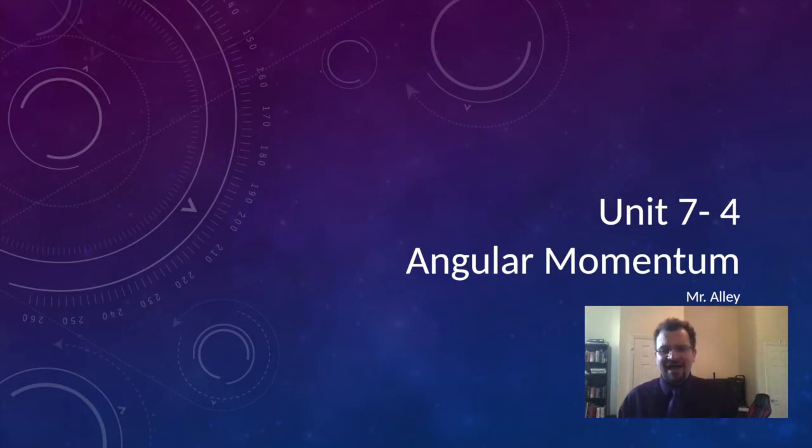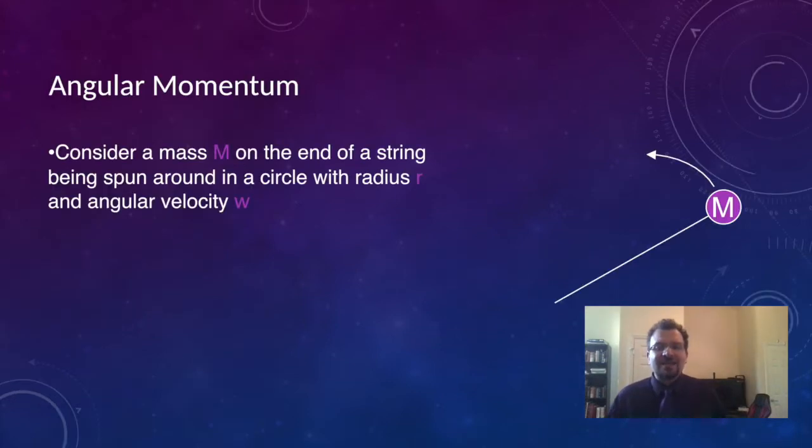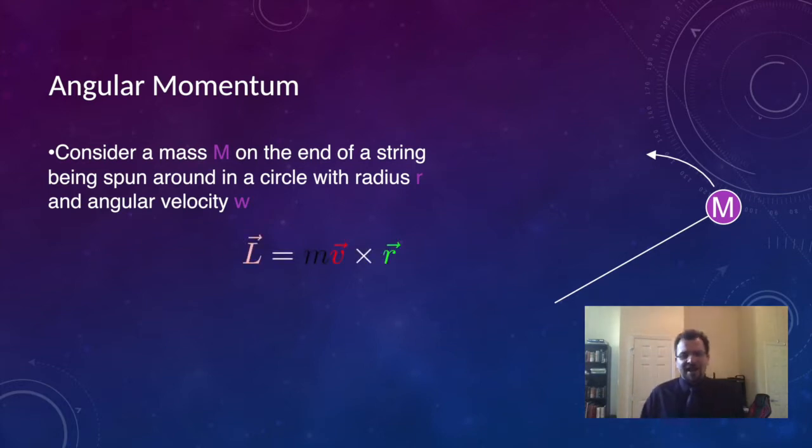So let's go ahead and get started with that example that we used last time of a mass on the end of a string that's going around in a circle. So we got this mass that's on the end of the string that's of radius r and angular velocity omega. So first we need an equation. And the equation that we've got for angular momentum, and L is going to be the symbol that we're going to be using for angular momentum, equals the mass that's moving times the velocity, so that's basically the linear momentum, times the radius that it's operating at.